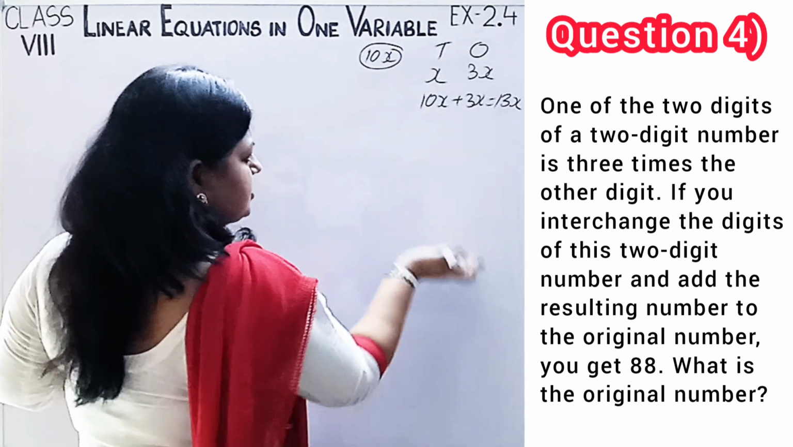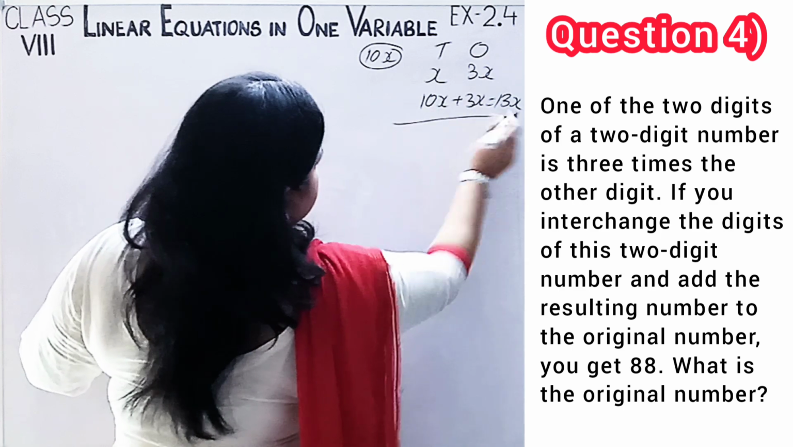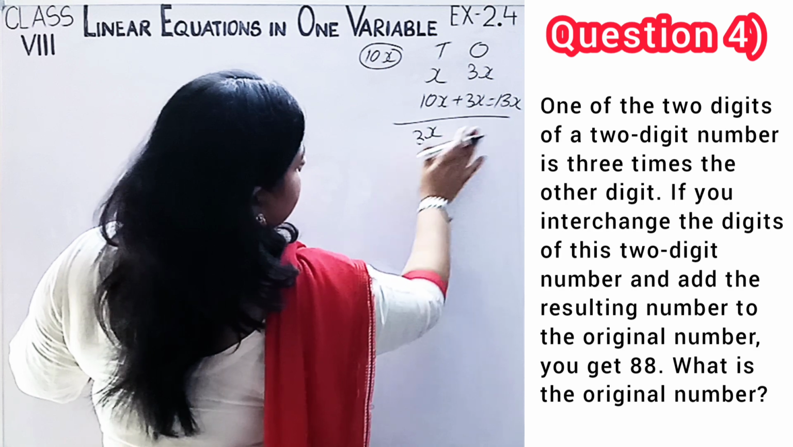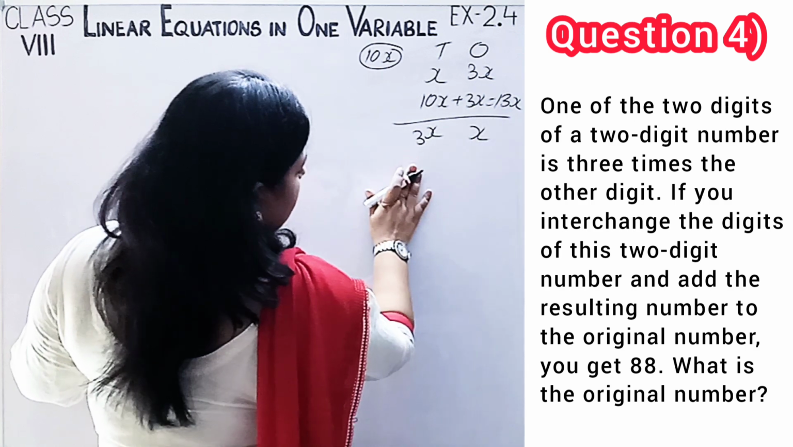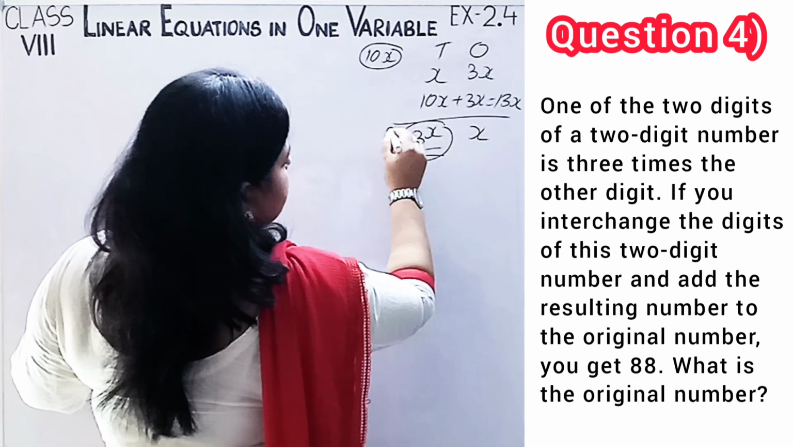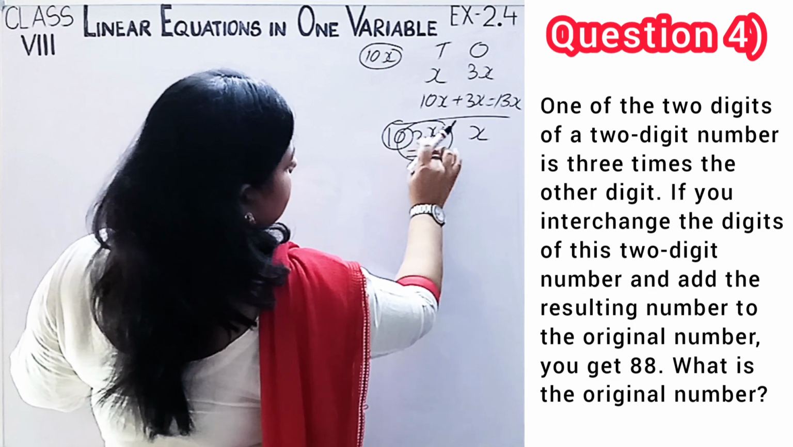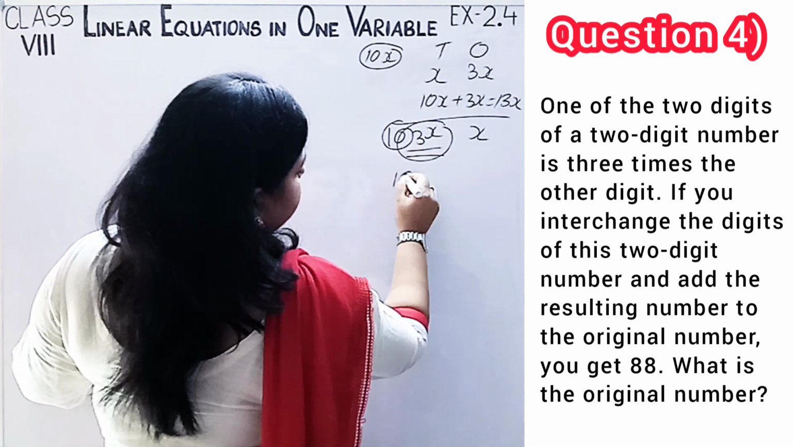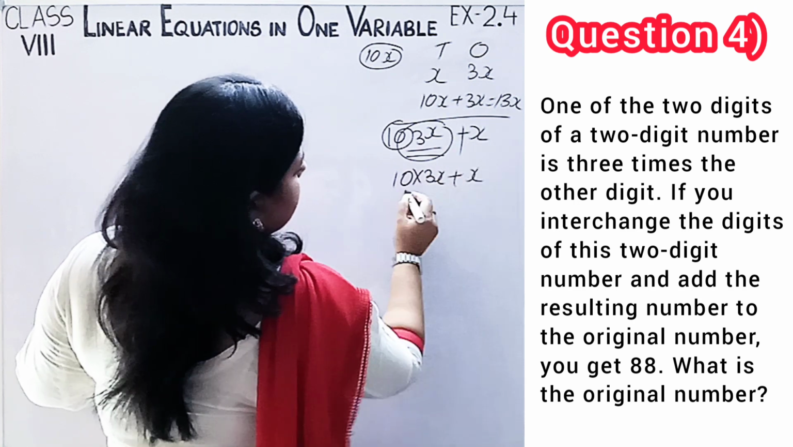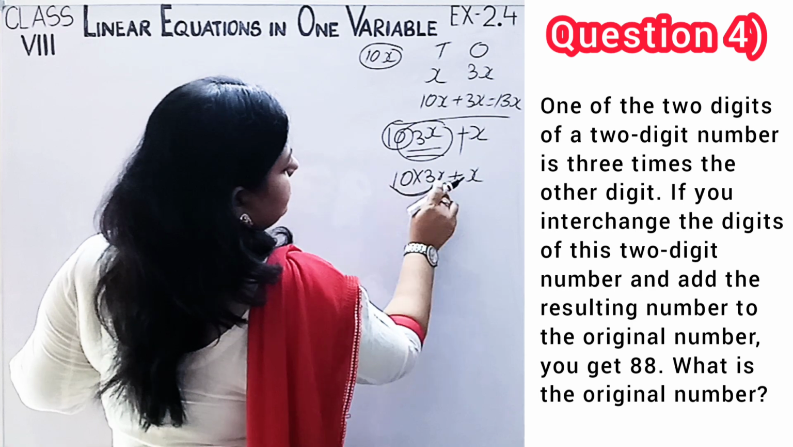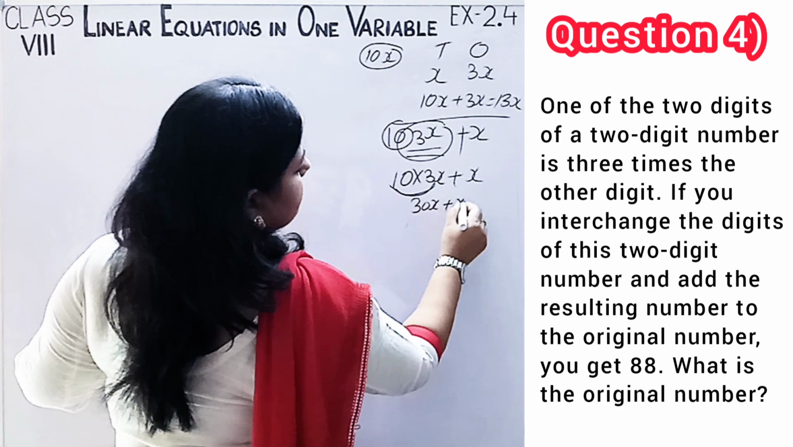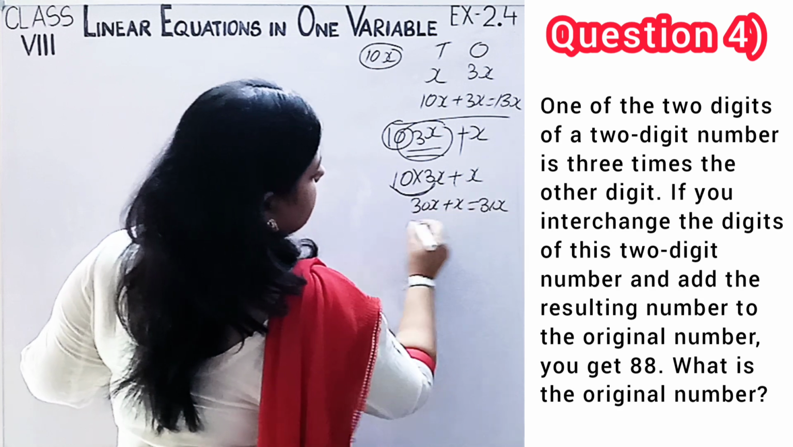The next situation is, on interchanging the places of ones and tens, the number will change. So the second one is, this is 3x, it will become 3x at tens place and x at ones place. After interchanging, tens place means 10 into 3x, and we have plus x. So calculation: 10 into 3x is 30x, plus x, so we got 31x.